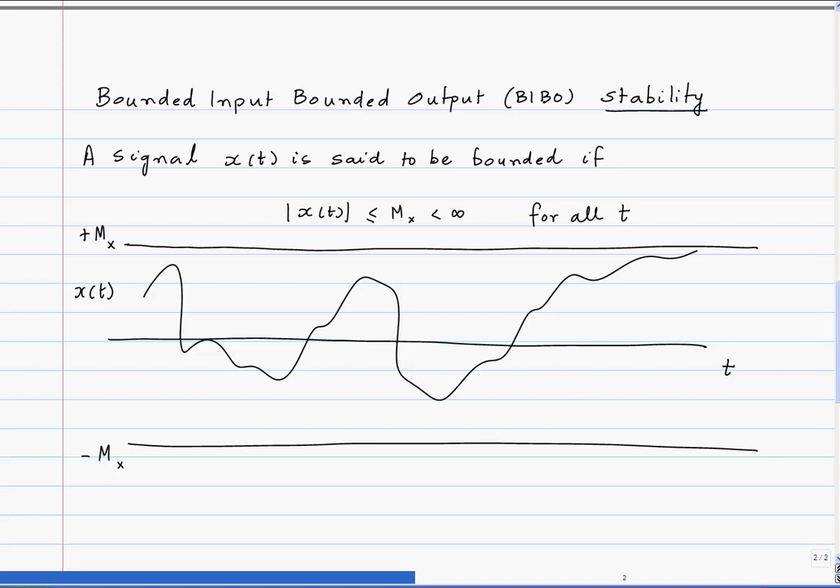What I mean by this is the magnitude of x of t has to be bounded by this number m sub x for all values of t. Another way to think about it is, if x of t is real and you sketch x of t, the signal strictly lies between positive m sub x and negative m sub x. This means that the signal is bounded. It does not exceed positive m sub x or go below negative m sub x for all values of t.